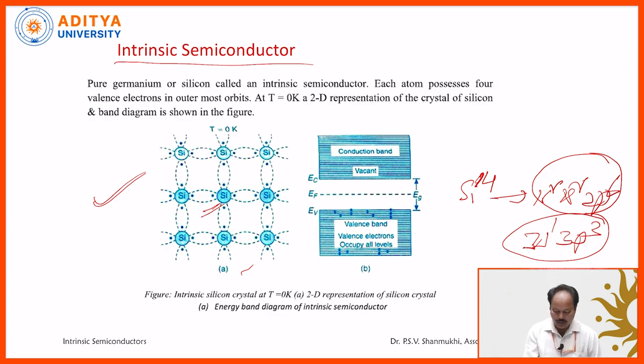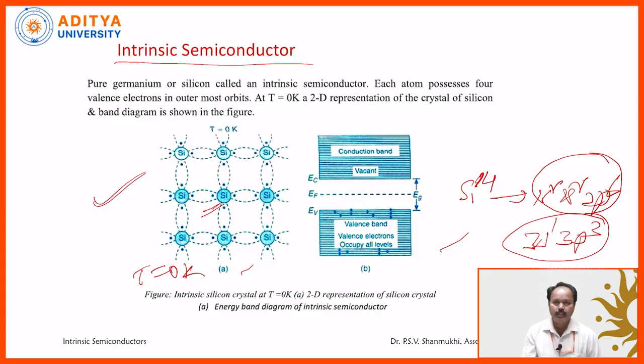At T equal to 0 degree Kelvin, this is the crystal structure. There are no free electrons, no free holes, nothing at all. That's why this material behaves like an insulator at 0 degree Kelvin. Other than 0 K, electrons will go to the higher levels, we shall discuss. Now coming to the energy band diagram.